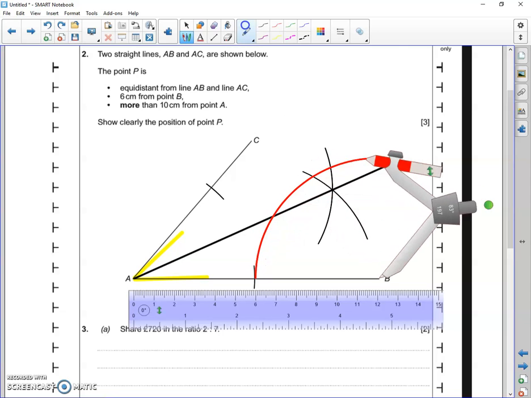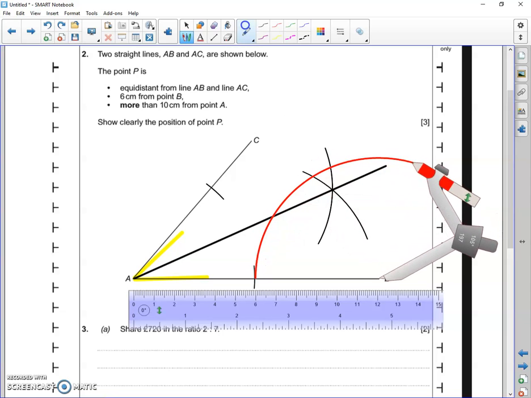And go up and around. Okay, now what you'll see is that there are actually 2 solutions to make that a little bit longer. There's actually 2 places where the 6 centimetre arc crosses our equidistant line. So now we need to use our third clue to work out whether it's this point where they cross or this point. It says more than 10 centimetres from A.